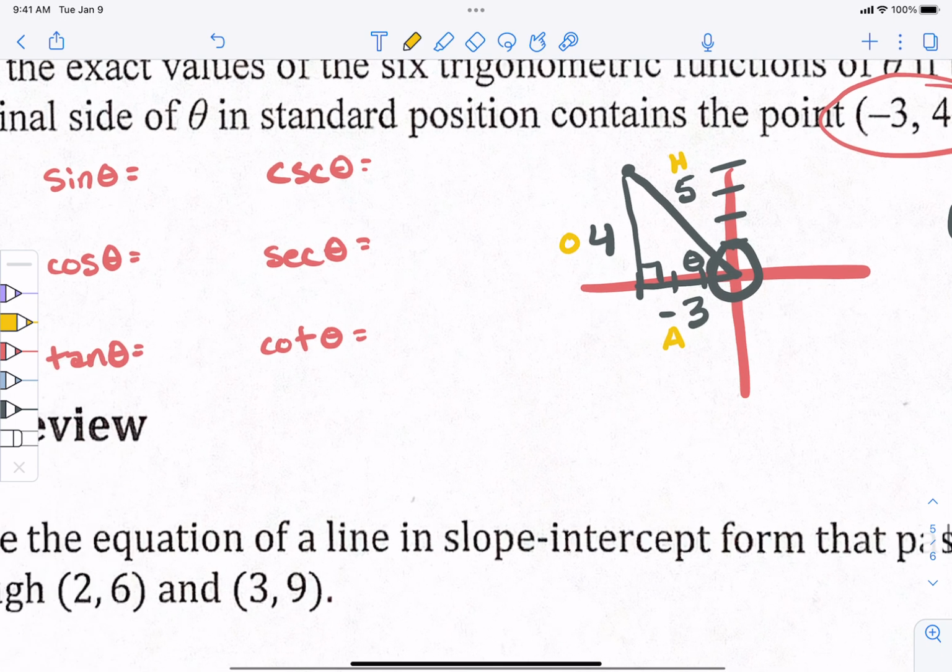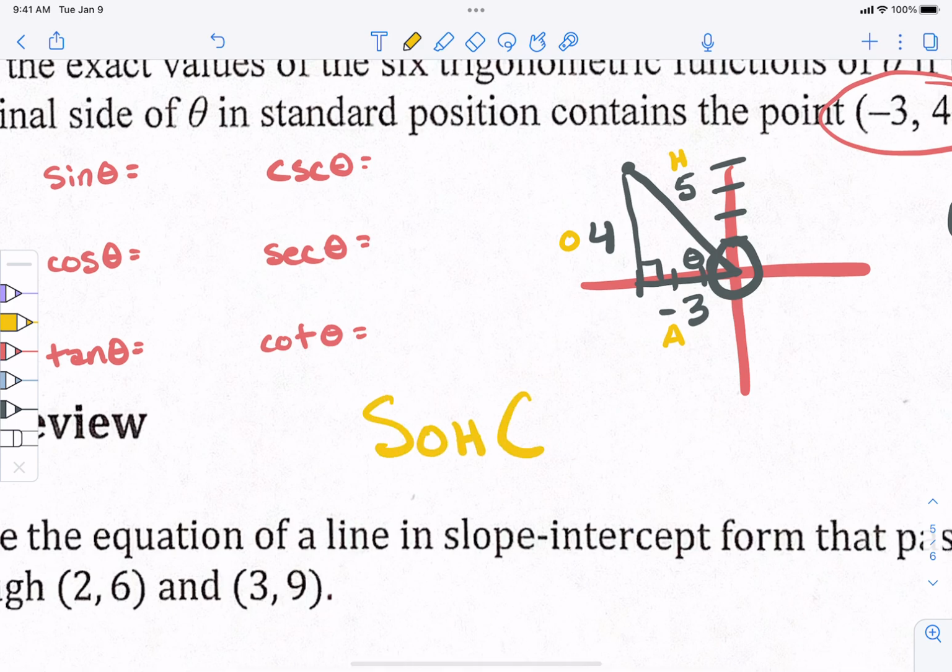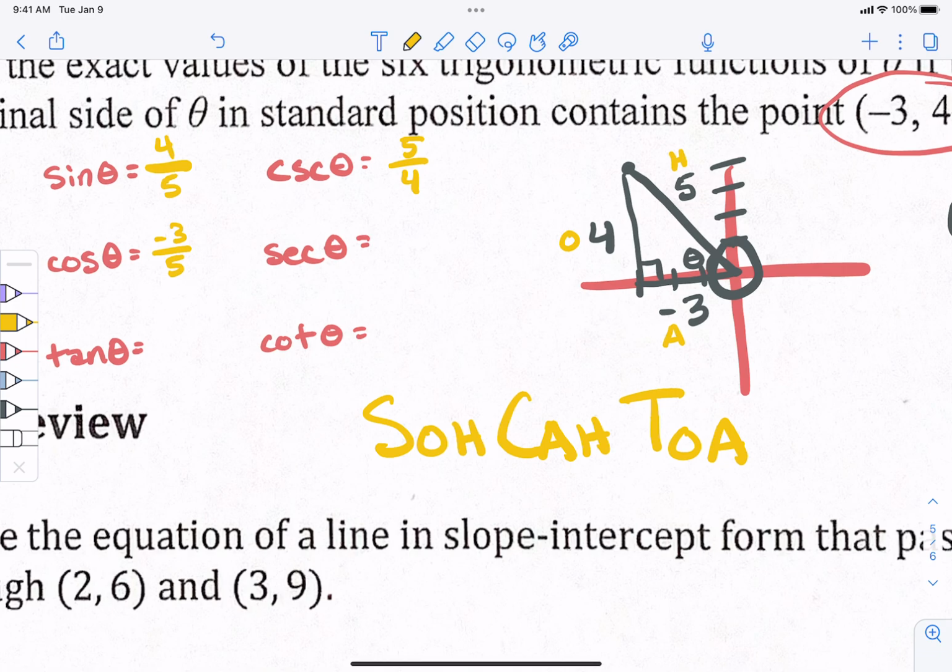All right, so we do SOHCAHTOA, SOHCAHTOA if you need to write it out. So sine is opposite over hypotenuse, so sine is 4 over 5, which means that cosecant is 5 over 4. We flip those around. Cosine is adjacent over hypotenuse, so -3 over 5, which means secant is 5 over -3. And then tangent is opposite over adjacent, so 4 over -3, and then cotangent is -3 over 4, okay? So this is what you're trying to get to.